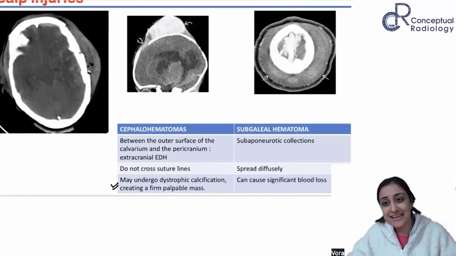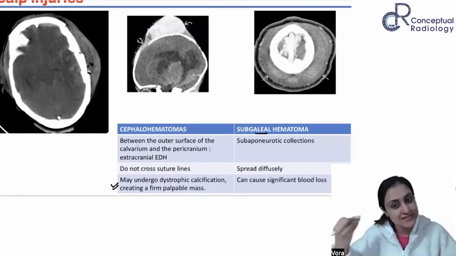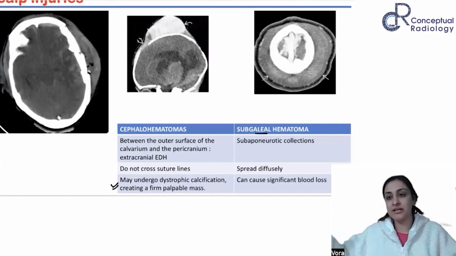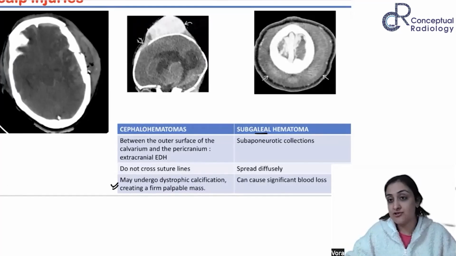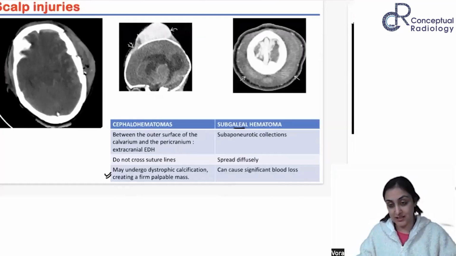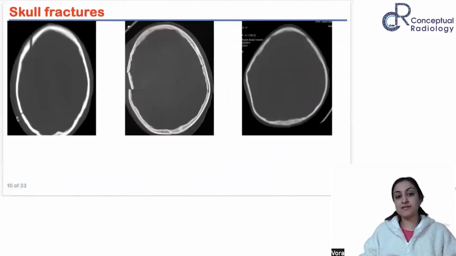Talking about subgaleal hematoma, as the name suggests, this is below the galea aponeurotica in the scalp. It has no attachment, so it is not limited and can spread anywhere. Can you see how the scalp is diffusely swollen here, and you see this hyperdensity, and there is nothing stopping it. This is why it is so dangerous: it can bleed and result in hypovolemic shock in a child. That is the difference between these two. That's why cephalhematomas are not as dangerous as subgaleal hematomas. So this is about the scalp injuries.